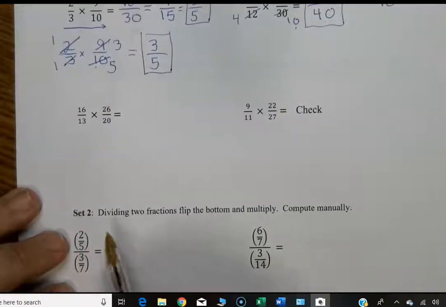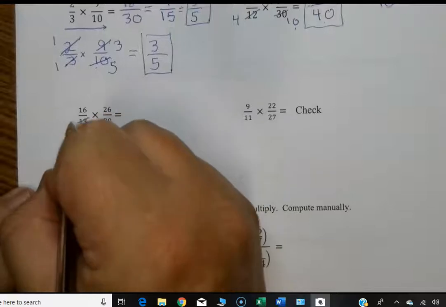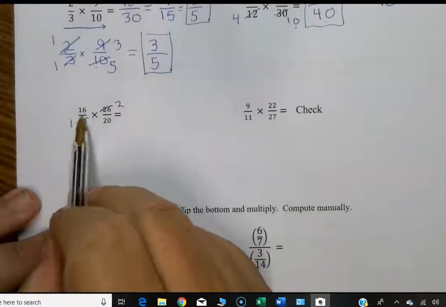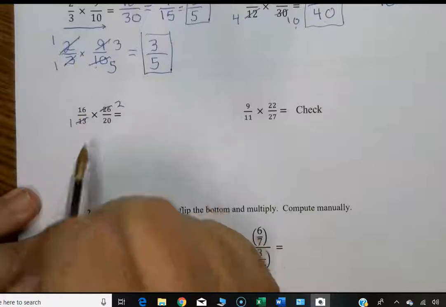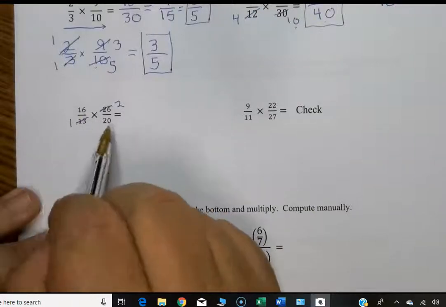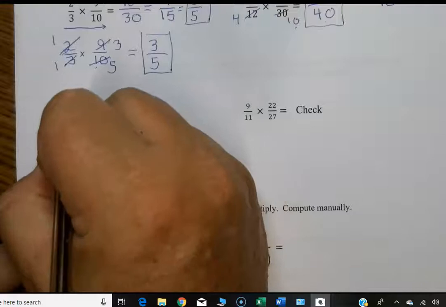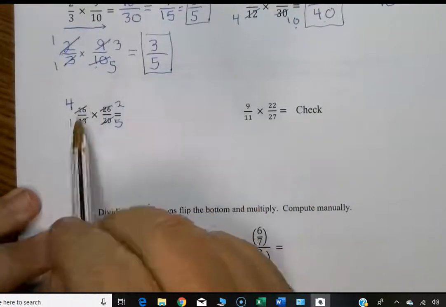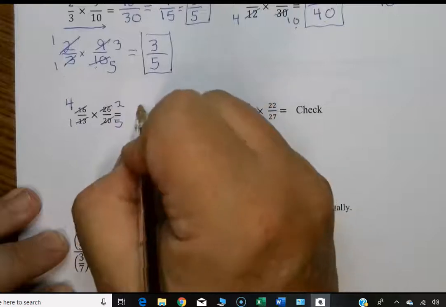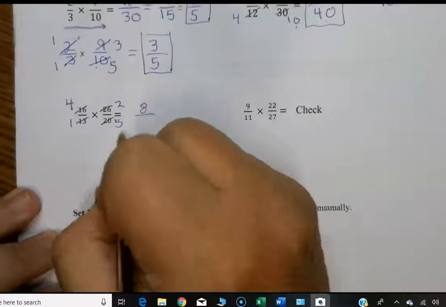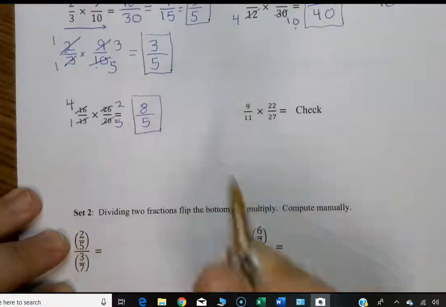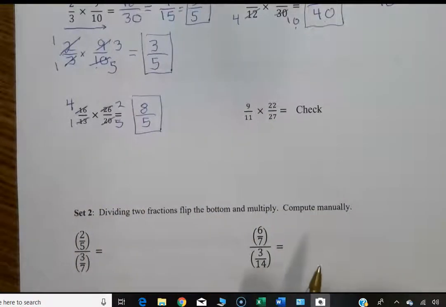And we're back. And what cancels here? 13 goes into 13 once. It goes into 26 two times. Now 16 doesn't go into 20, but 4 goes into both of these numbers. It's the largest number that does. So 4 goes into 16 4 times, goes into 20 5 times. So now we multiply. 4 times 2 is 8, and 1 times 5 is 5. And again, that gives us another improper fraction. You can just leave it like that, and that's your final answer.